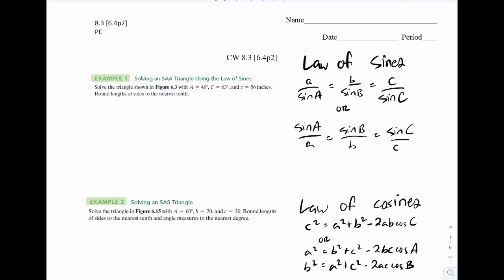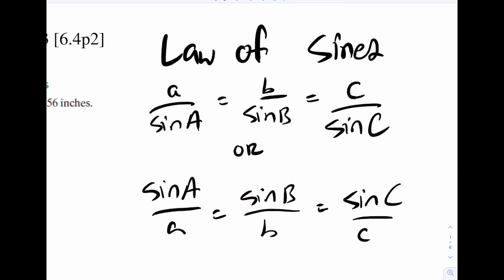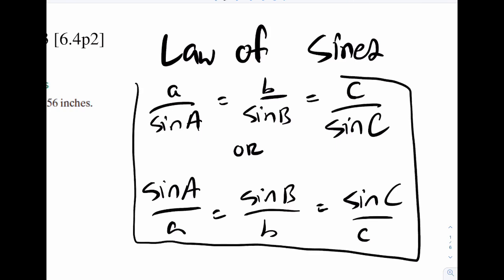Today we're going to be talking about the law of sines and law of cosines. So to quickly refresh your memory, take a moment and pause the video just to write this down. The law of sines is a over sine A equals b over sine B equals c over sine C. Or you can flip it and get the other one: sine A over a, sine B over b, sine C over c.